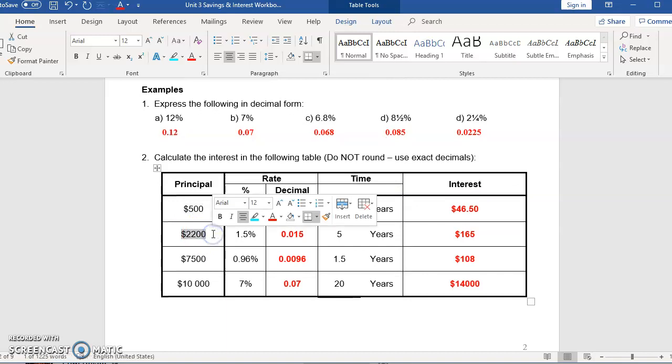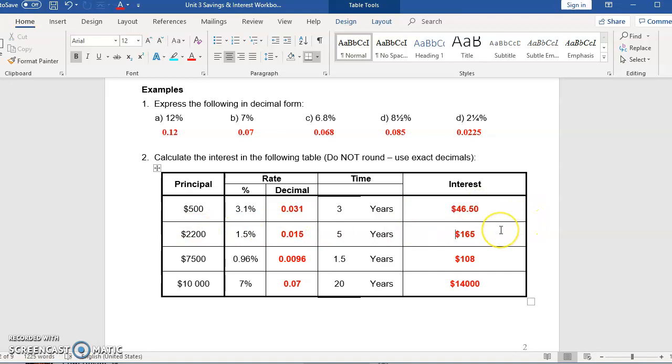Our principal amount in this example, $2,200. Our rate is 1.5%. 2,200 times 0.015, because that's what 1.5 as a decimal is. This times 5 equals $165. 2,200 plus 165. After 5 years of collecting interest, we now have $2,365 in our account.